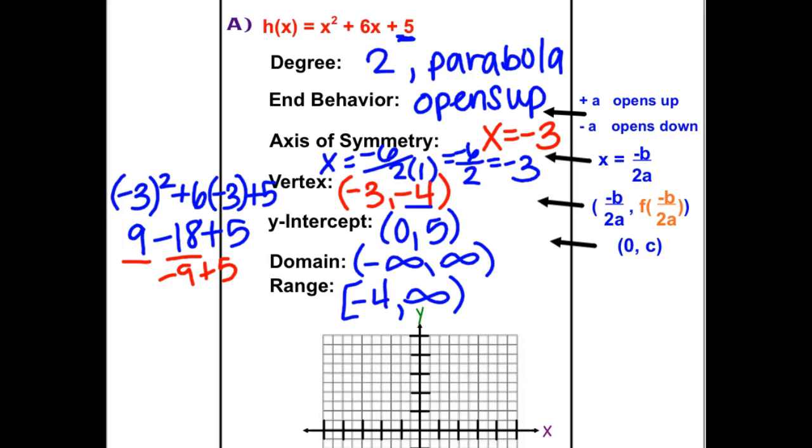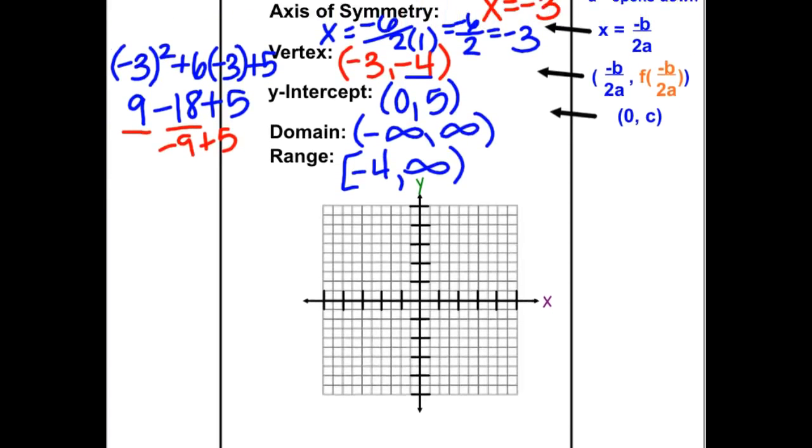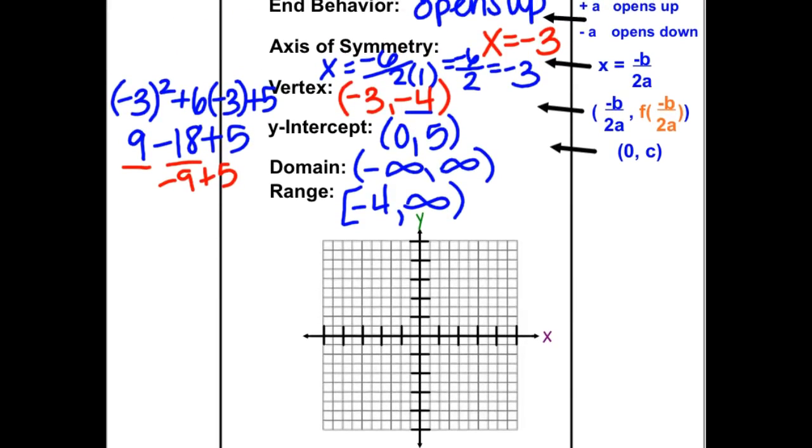Now we just need to graph. When we graph this, we graph all of our important pieces. We start with our axis of symmetry, so x equals negative 3. So we make a dotted line. Please make yours straighter than mine at that point. And then from there, we just graph our points. We have a vertex at negative 3, negative 4. We have a y-intercept at 5. We want to, and here's the catch.